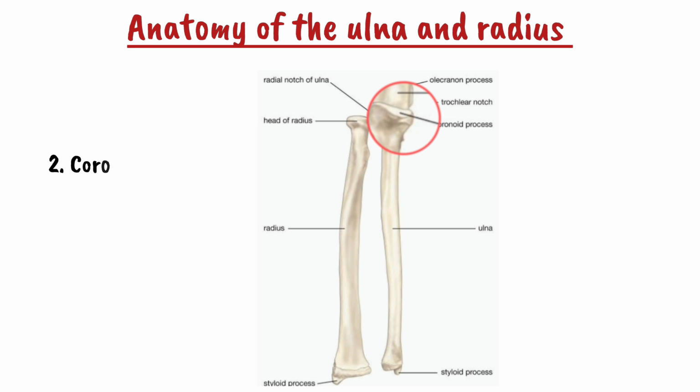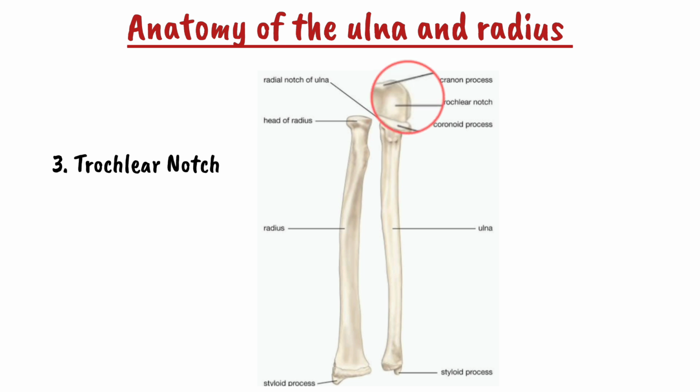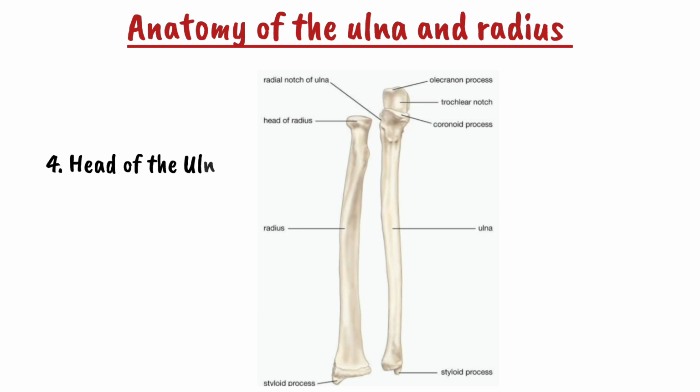Number 3. The trochlear notch, a deep concavity that articulates with the trochlea of the humerus, allowing for flexion and extension of the elbow. Number 4. The head of the ulna. Located at the distal end, it forms part of the distal radio-ulnar joint, allowing for forearm rotation.